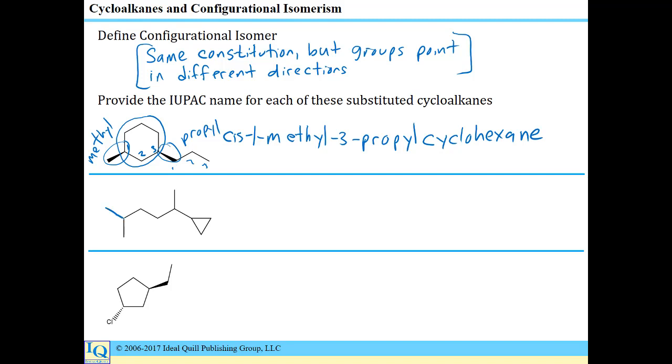In the second example, we find that the parent chain isn't even the cycloalkane part. The longest chain consists of 1, 2, 3, 4, 5, 6 units, and that's a longer chain than the 3 that would be in this cyclopropyl unit. Cyclopropyl would be then a substituent, as would methyl.